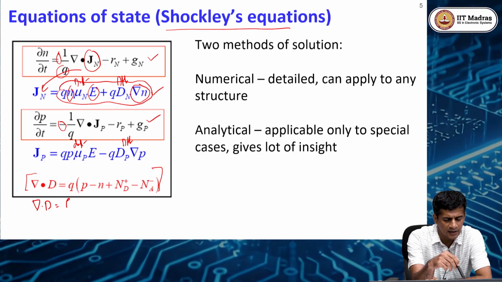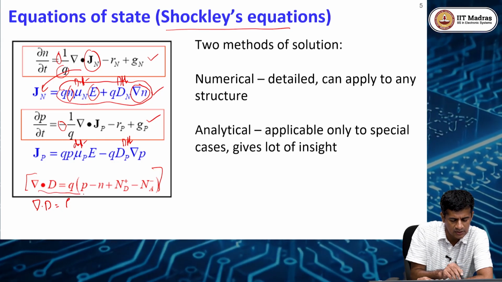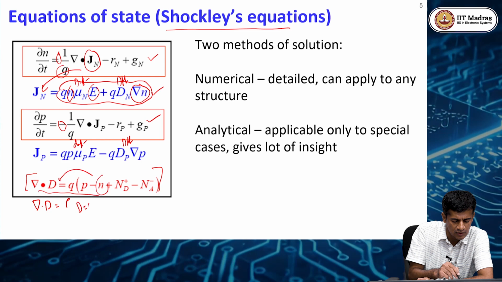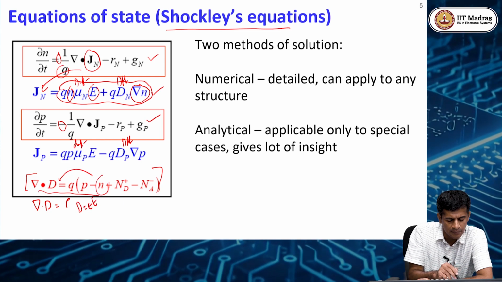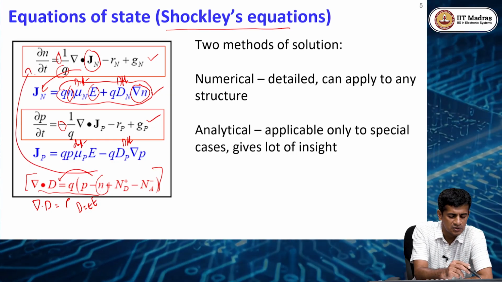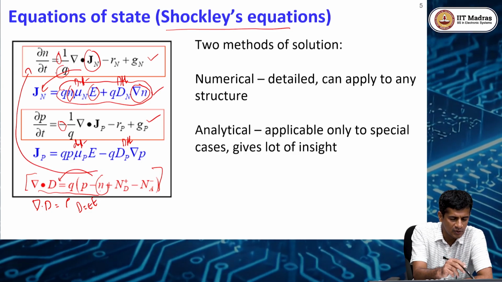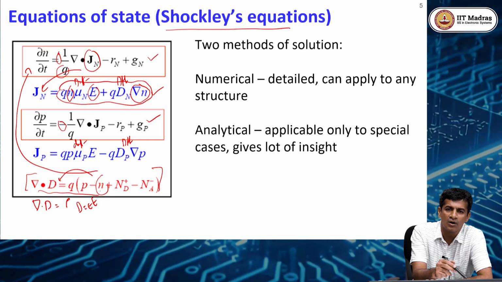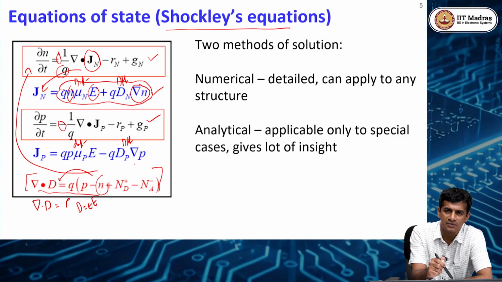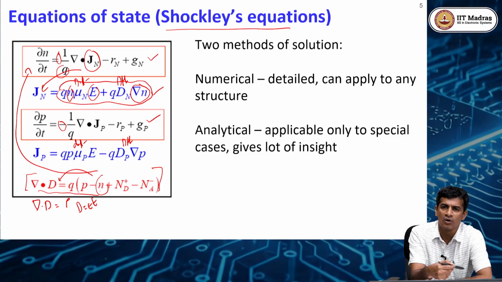For that you need to look at this equation. If you know the concentration n, you can get the electric field, since D is equal to epsilon E. But the problem is that this n is actually coming from the left hand side of this equation. You are trying to solve for n here, but you require that n here. So that is why these are called coupled equations. You cannot just solve one at a time; you need to solve all of them simultaneously.